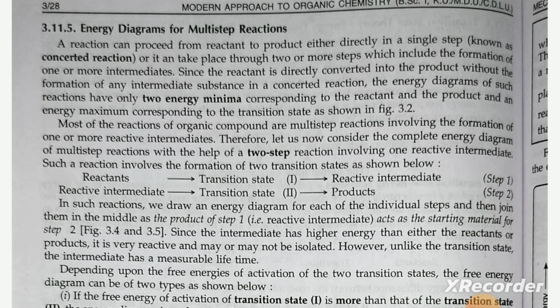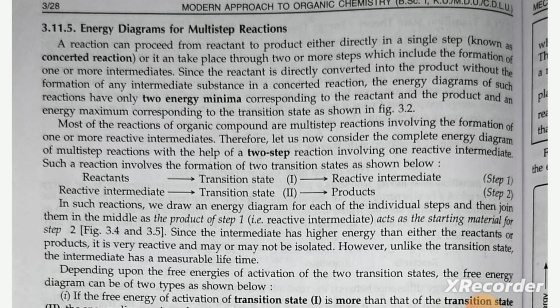Most of the reactions of organic compounds are multi-step reactions involving the formation of one or more reactive intermediates. Therefore, let us now consider the complete energy diagram of a multi-step reaction with the help of a two-step reaction involving one reactive intermediate. Such a reaction involves the formation of two transition states as shown below. Reactant gives rise to transition state 1, which gives rise to reactive intermediate: Step 1. Reactive intermediate gives rise to transition state 2, which gives rise to product: Step 2.